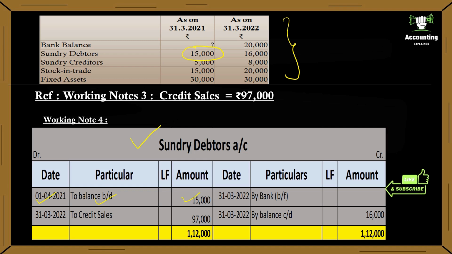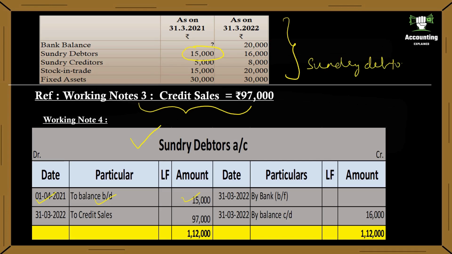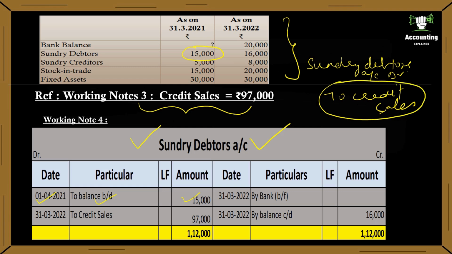Next, if you refer to your working note 3, you can find the credit sales as 97,000, which we have calculated. So the journal entry for credit sales is what? Sundry debtors account debit to credit sales, right? So we are doing the sundry debtors account. In the journal, you have credited the credit sales. So in the ledger of sundry debtors account, you are going to debit the credit sales. To credit sales 97,000. I am explaining this because you can refresh your journal entry and ledger posting. That's all.